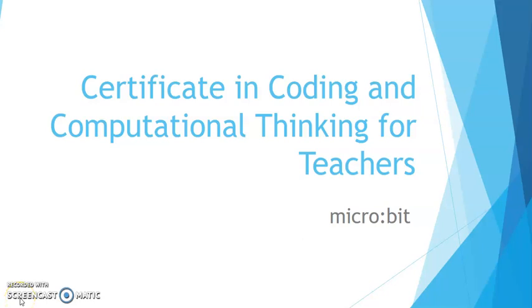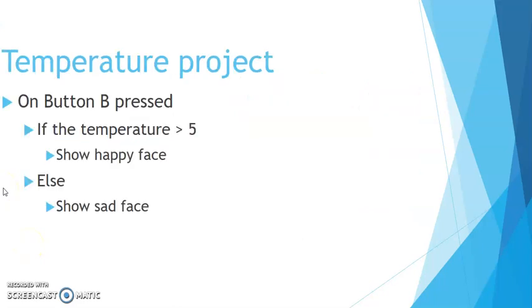So today we're going to look at some more additional input projects. We're going to look at temperature level, we're going to look at acceleration again, and we're also going to look at the magnetic force. If we look initially at the temperature level, the project is that if the B button is pressed, if the temperature is greater than 5, then we're going to show a happy face, otherwise we're going to show a sad face.